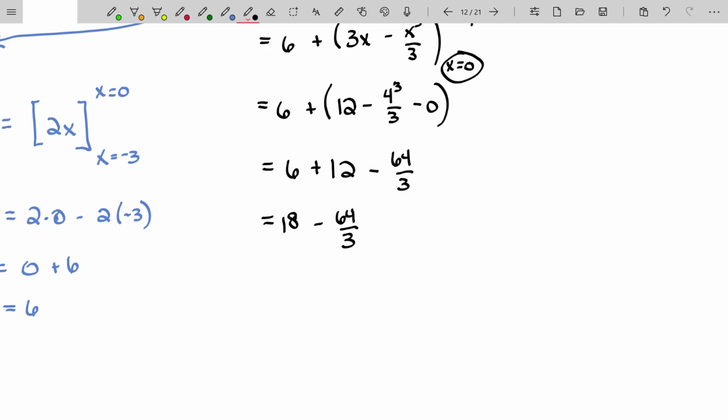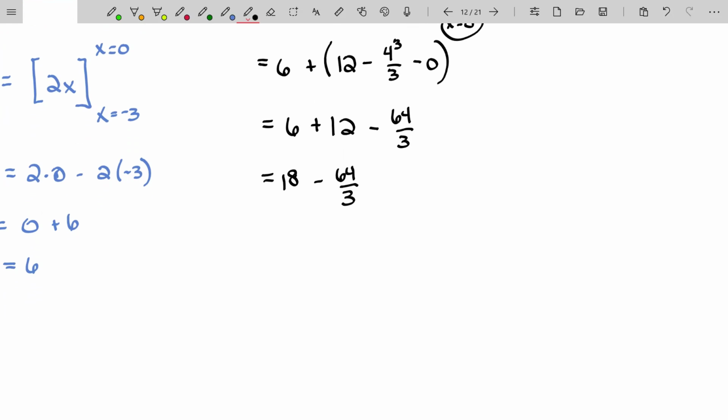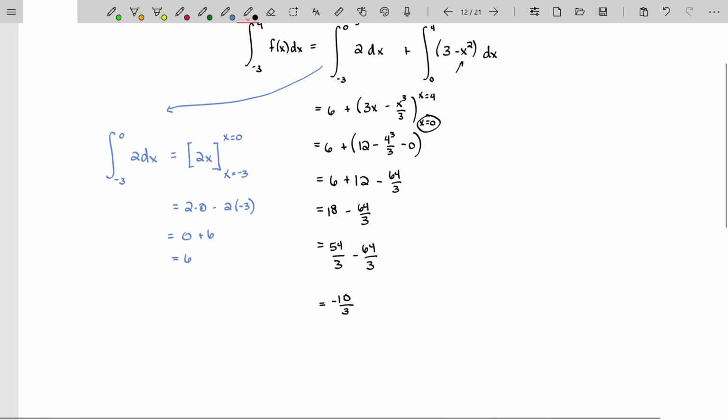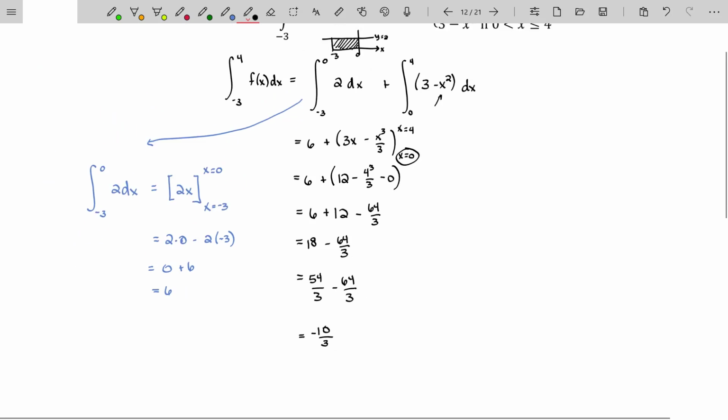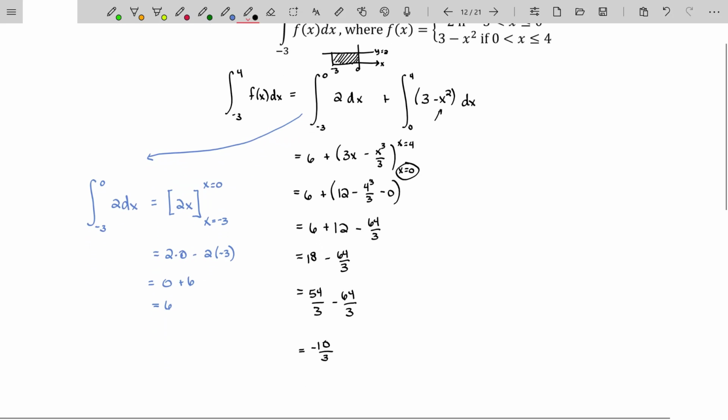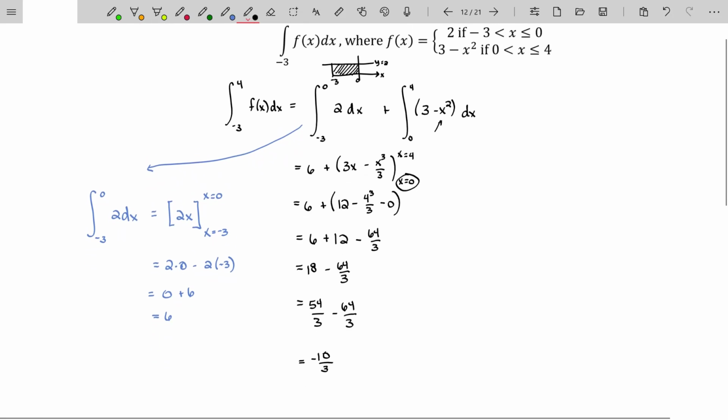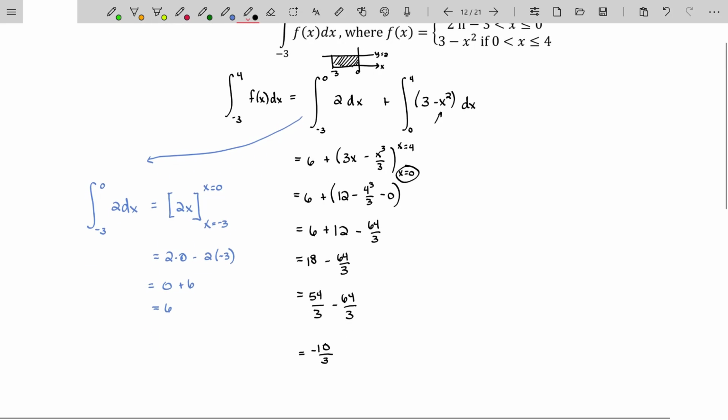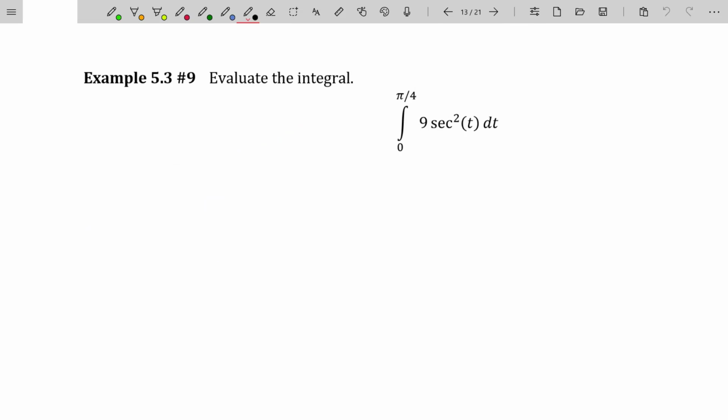So let's see, 18 is 30, 54. So that's 54 over 3 minus 64 over 3. That's negative 10 thirds. All right. And that tells us the area underneath this curve that was handed to us is actually a negative area from -3 to +4. Oh, okay, I'll believe it. And away we go to this next example.